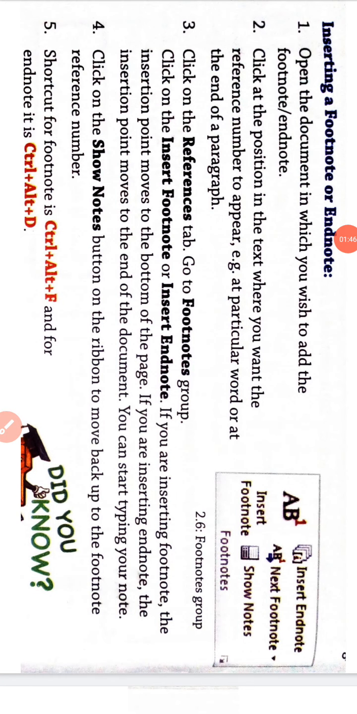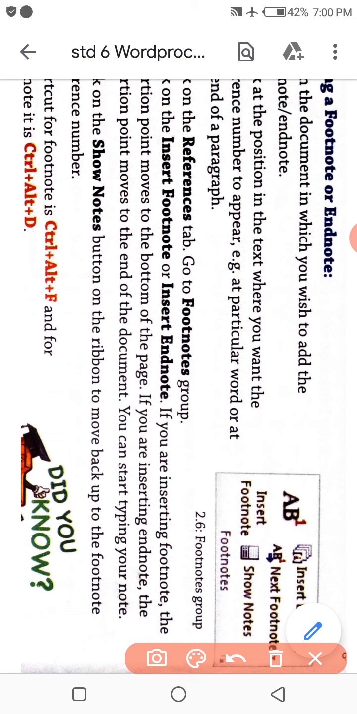Inserting footnote or endnote. The following steps to be followed. Step 1. Open the document in which you wish to add the footnote or endnote. Step 2. Click at the position in the text where we want the reference number to appear. For example, at particular word or at the end of paragraph. Step 3. Click on the reference tab. Go to footnote tab. Click on the reference footnote or insert endnote.